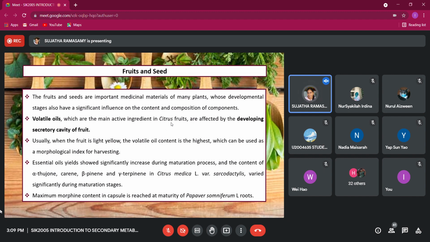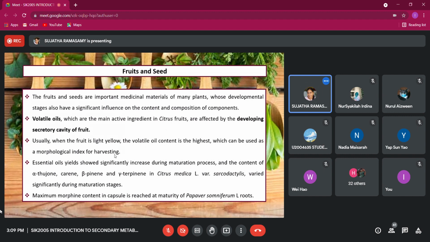Kita hancurkan kat tangan, there's a very nice, fragrant, aromatic smell. This is the volatile oil. Okay, so they found that the active ingredients in the citrus fruit are affected by the developing secretory cavity of the fruits. When they start to develop this kelenjar, secretory cavity, the volatile oils will increase.